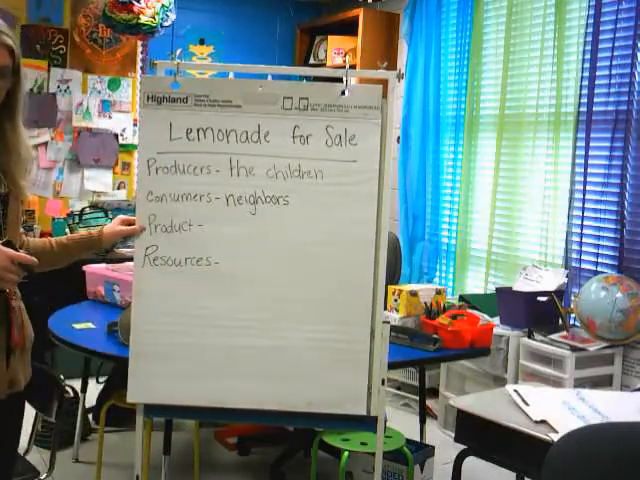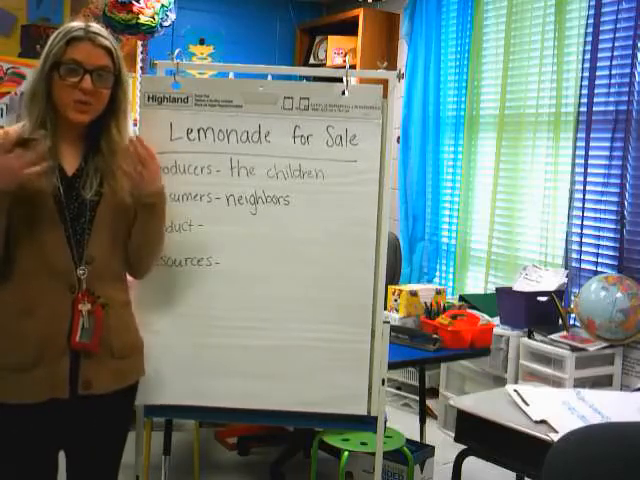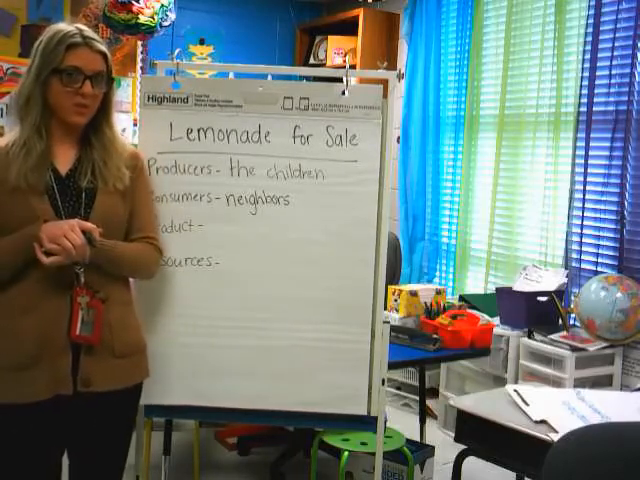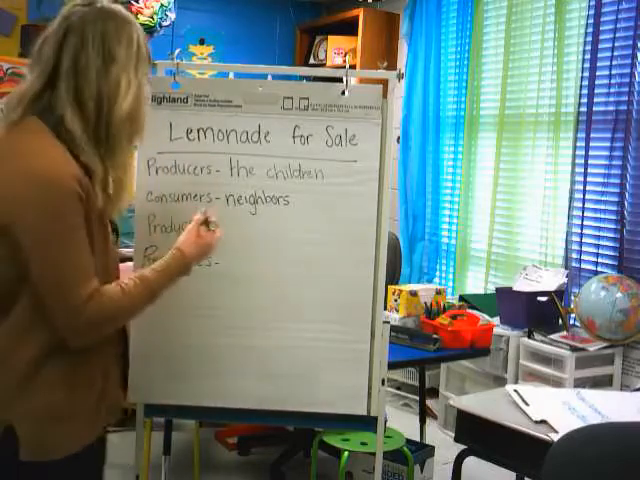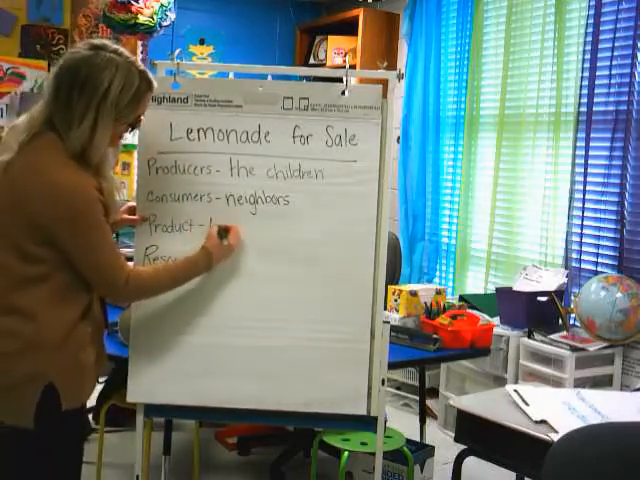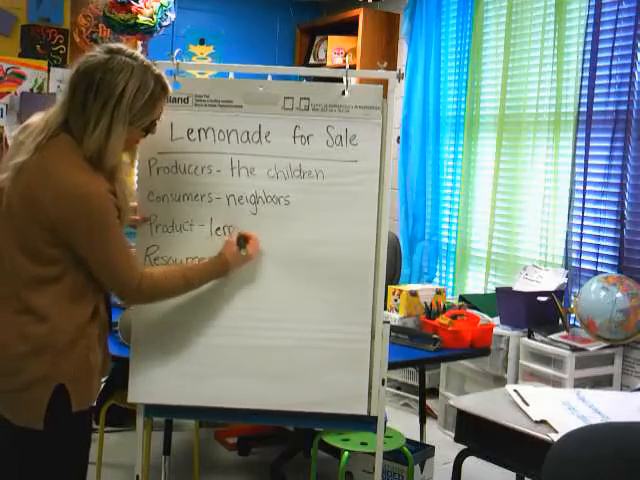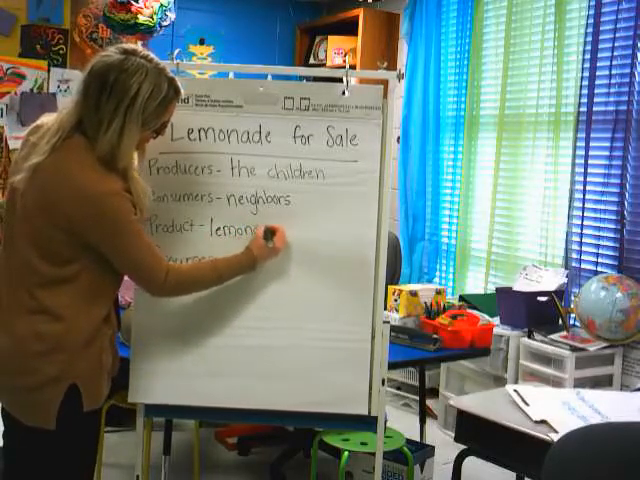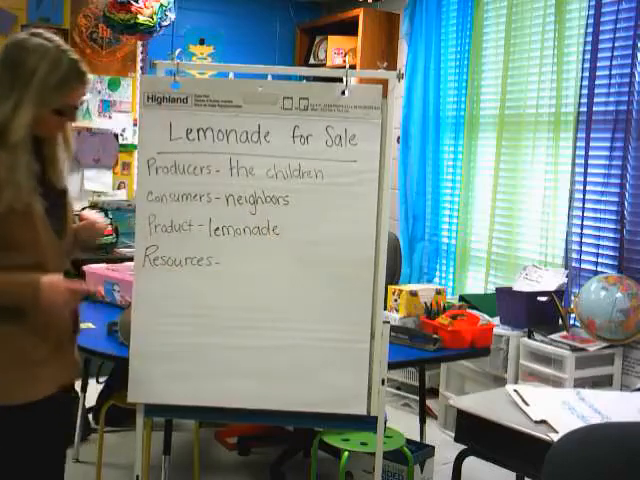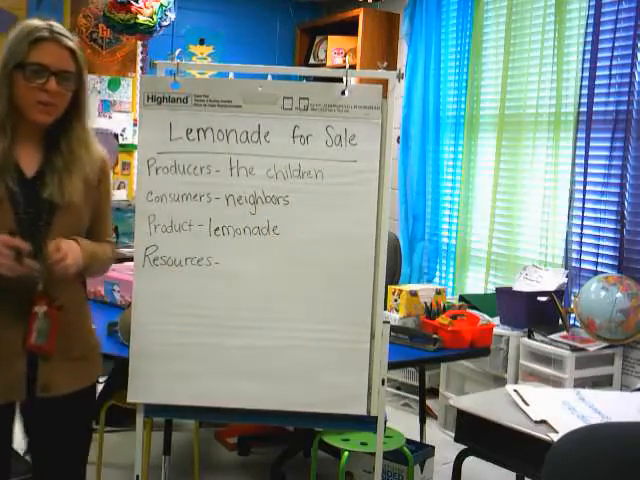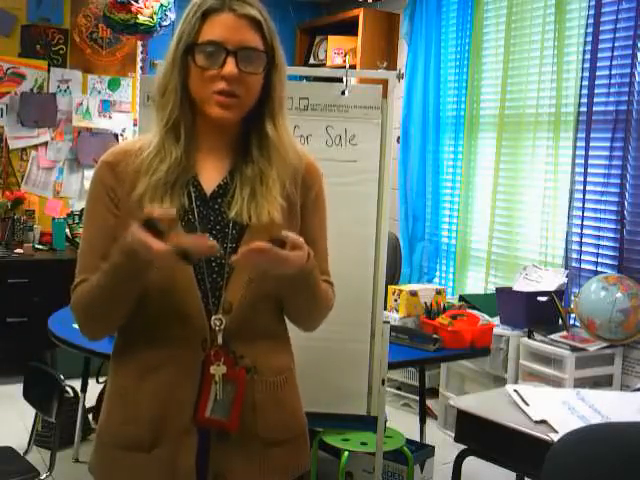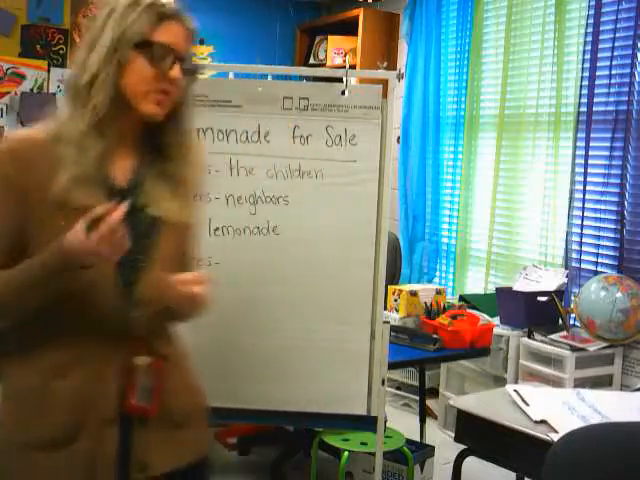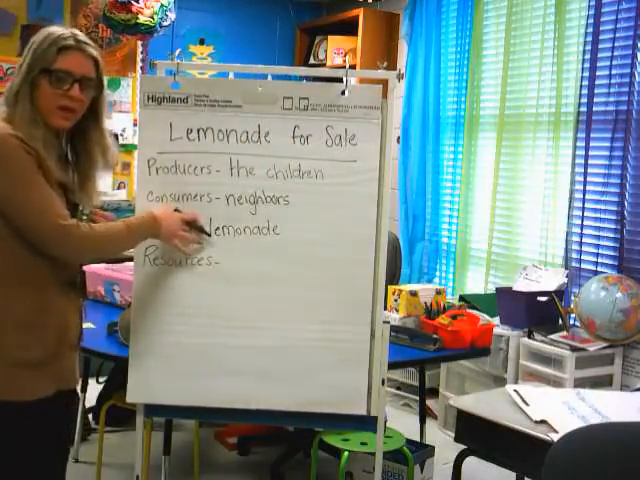Now, here's my next question. What was the product that they sold? You're right. It was lemonade. It was the lemonade that they made. That was their business. And then we learned about resources, how when you're a producer, you use resources to make your product, your good or your service. What were some resources that they used to make their lemonade?